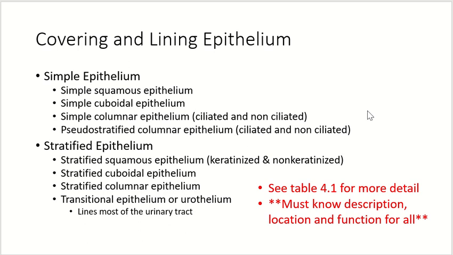Now, these types of tissues are important. They can be found in your textbook in table 4.1. And you are going to need to know the descriptions as well as potential locations and functions for these types of tissue that are listed here. It'll be a multiple matching kind of situation for the exam, just so you know. So those are our covering and lining epithelium. Definitely take a look at that table 4.1.